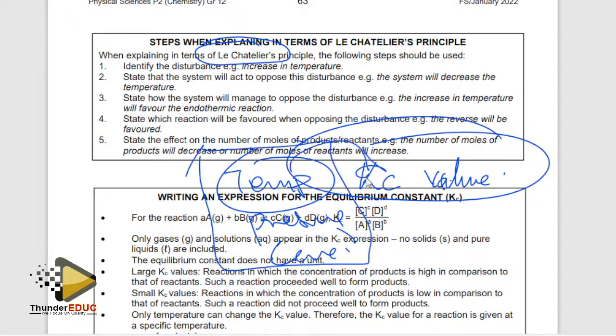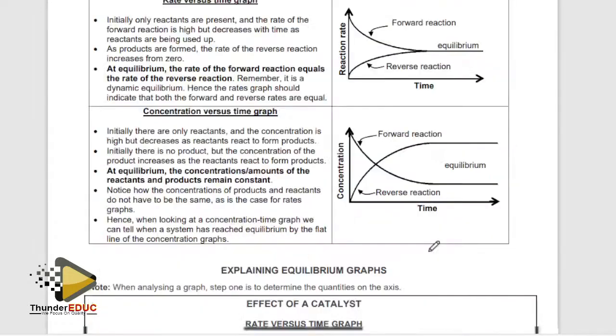But the Kc value is only affected by temperature. Please take note of that. They can bring it and then ask you, temperature has increased. Tell us whether the Kc value remains the same, increases or decreases. So it will depend on whether it's endothermic or exothermic. I'll show you. So we are done with that.